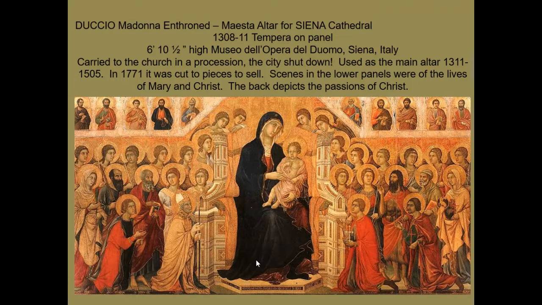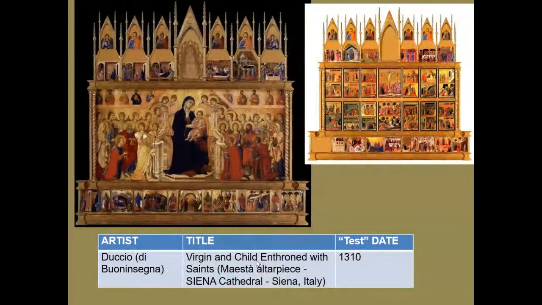Unfortunately, in an attempt to maintain some money and to provide for the continuation of the church, the painting has actually been cut down. Pieces have been sold off. The lower panels would have shown the lives of Mary and Christ, and the back panels showed the Passion of the Christ, the story of the crucifixion. So here is a reconstruction view of what this altarpiece should actually look like, front and back.